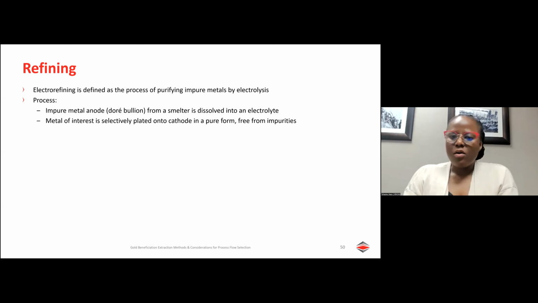Okay, the refining of gold is done by electrorefining, where the bullion bar is placed as your anode in an electrolytic circuit. So your anode, which is now your bullion bar, is dissolved into an electrolyte solution, while at the same time, your dissolved gold is recovered selectively onto your cathode plate in a purer form. And this leaves your impurities behind in the solution. This is how your refineries generate gold that is at a purity of 99.99%.